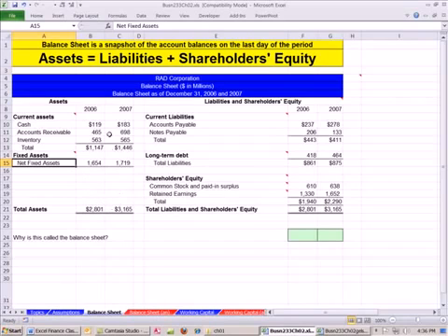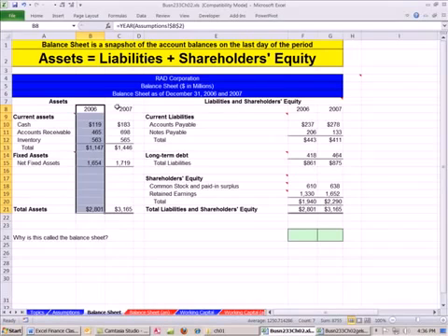Now, many financial statements show multiple periods. And the reason why is because you want to see what the change is, right? Cash was this, cash went up. Accounts receivable was this, it went up. All right, so you want to see the difference. And in this chapter and the next chapter, we'll be calculating the difference.